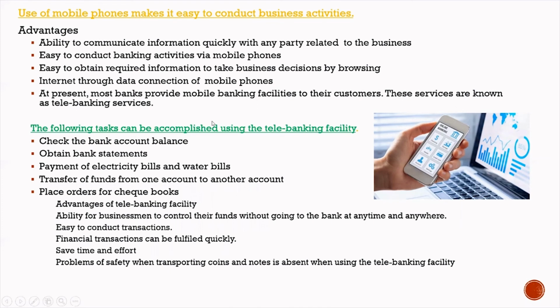And what kind of tasks can be accomplished if we use this telebanking facility? As I said, mobile phones help us to use online banking. What can we do by online banking? We can check our account balance. We can have a bank statement. An e-statement will be generated. We can pay our bills. We can transfer funds from one account to another. So the payments will be really easy, the receipts will be done accurately, and we can place orders for checkbooks. Because of that, we can control our funds wherever we are.